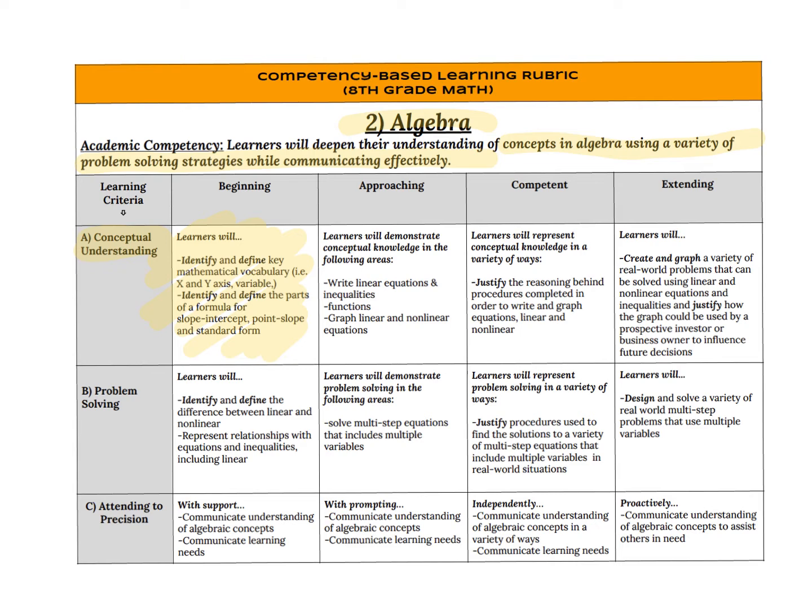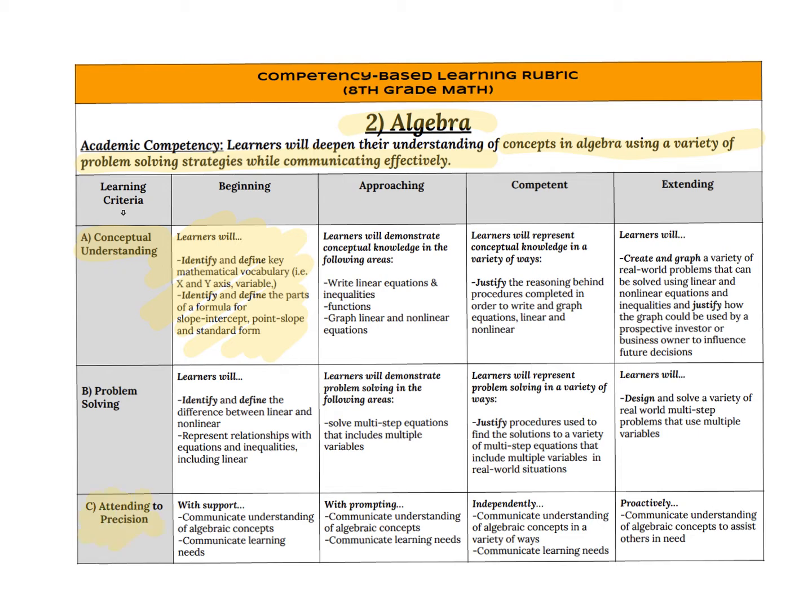And notice it has several parts. You have to identify and define key mathematical vocabulary and identify the parts of a formula for slope, intercept, point slope, and standard form. So those you can guarantee are going to be 3 of your problems.